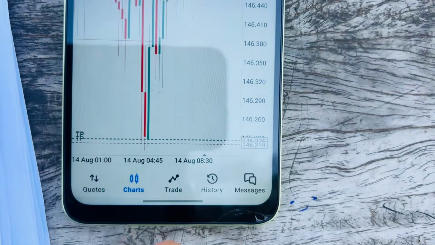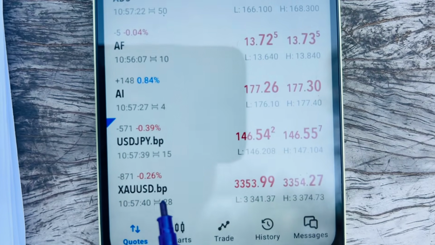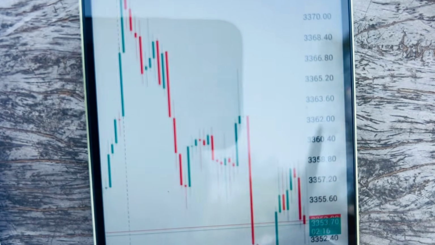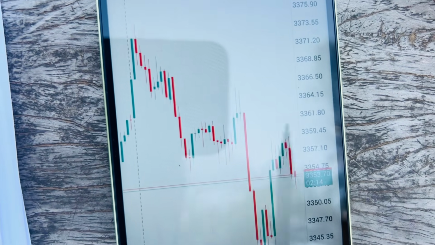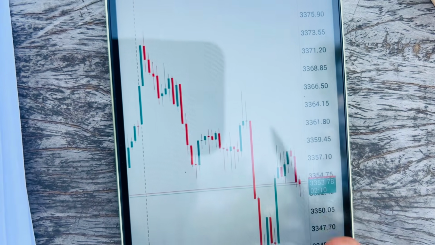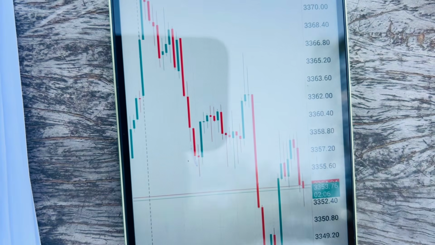Now, you go to quotes. Right, open this, this is MetaTrader 5. You scroll way down, you see this is gold. You tap here, tap charts, and what are you looking for here? You are looking to trade the M's and W's. It's that simple. Now, this is your W here. It's easy to spot.